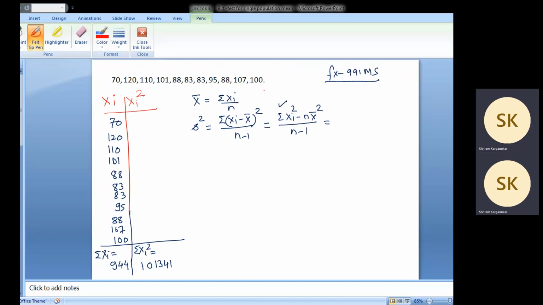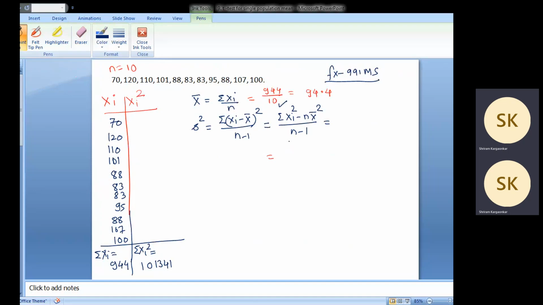So I put these values over here. First of all, I find the arithmetic mean. What is the value of n here? How many observations are there? Here, 10 observations, right? So this is 944 divided by 10, so it is 94.4, the sample mean. Okay. Now I find the sample mean square using this formula.